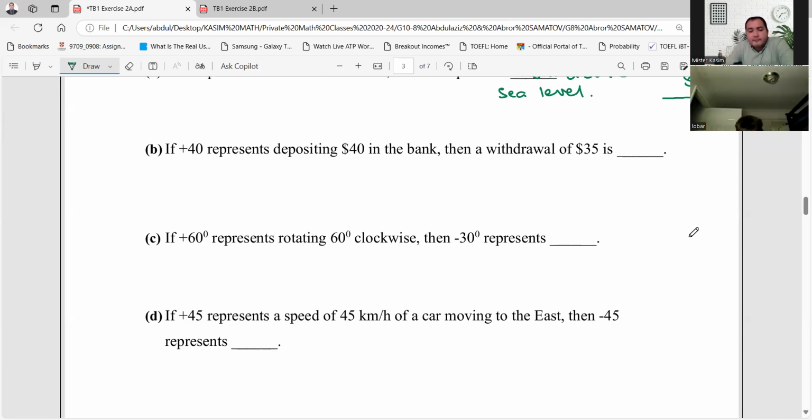If positive 40 represents depositing $40 in the bank, then a withdrawal of 35 is what? If you deposit some money into your account abroad, it shows positive 40 because you're depositing. Then a withdrawal of 35 will be negative $35.